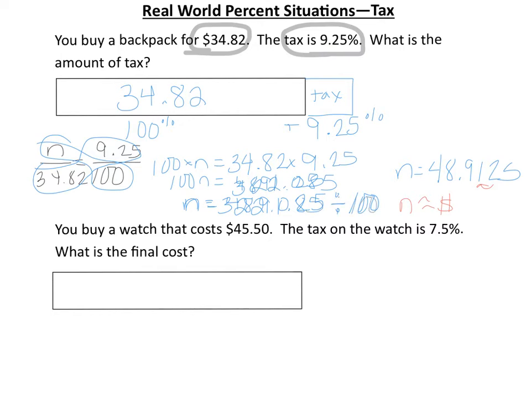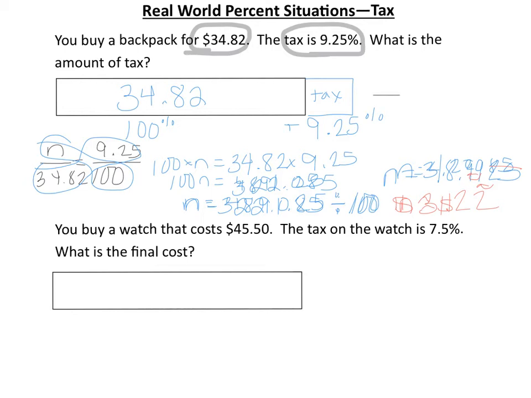And of course, we're going to have to round on this because we get that the amount of tax is 3.22085. We don't really care about the 8 and the 5, and we say the 0 makes the 2 stay the same. So the amount of tax is $3.22.